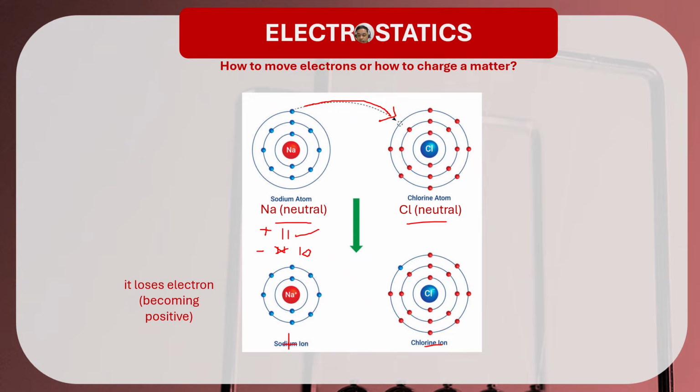And then the one that gains electron, or there is an additional electron because the atom receives it, okay? So it gains more electrons. So they become negative because there's an additional electron. I hope it makes sense.